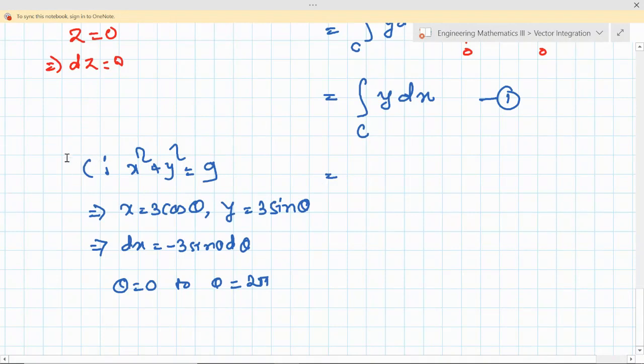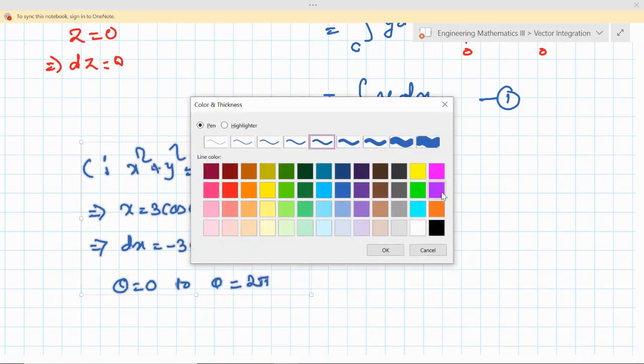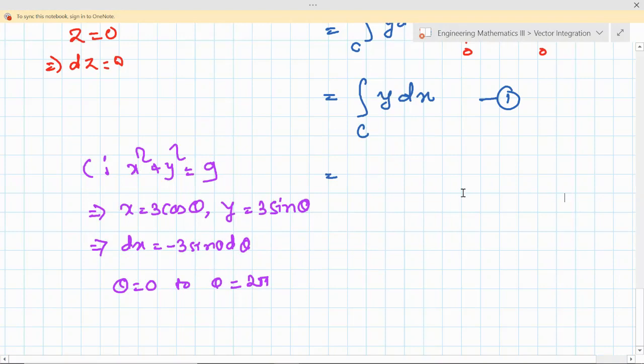Whole becomes substitution part. Okay, make it in purple. Now what is this integration? This is nothing but, now substitute. Theta runs from 0 to 2 pi. Y is nothing but, see here, 3 sin theta. And dx is nothing but minus 3 sin theta d theta.